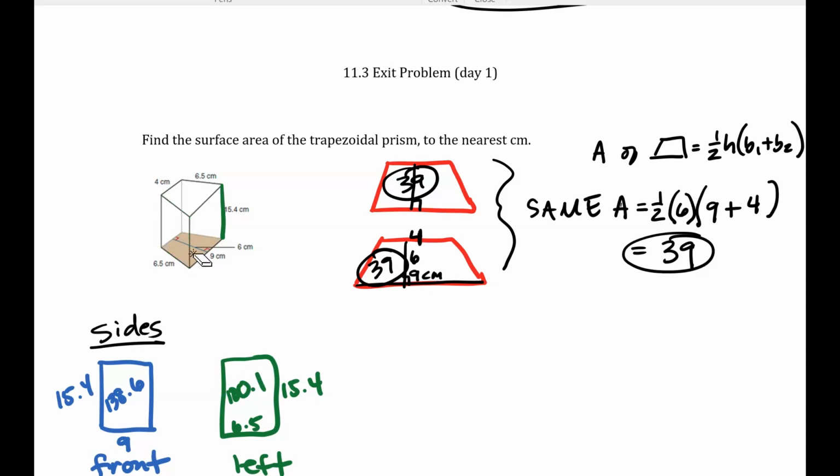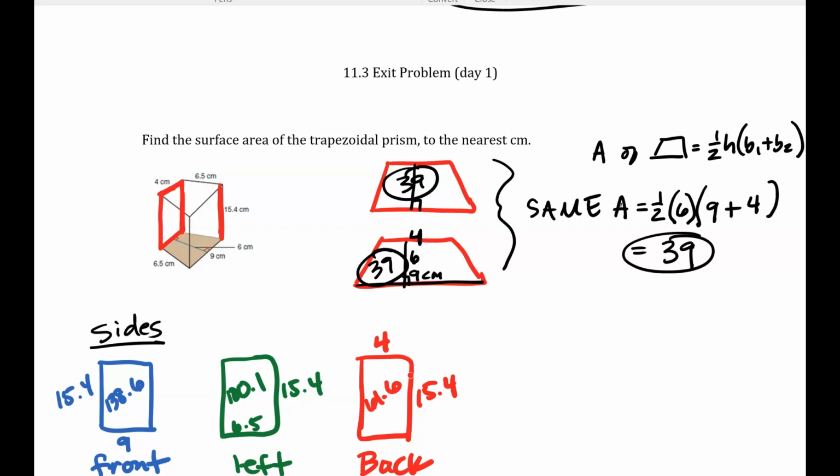Okay, so now I'm going to do the back. This rectangle right here looks like it's 4 by 15.4. I know it's 15 by 4 because of that measurement right there. So I'm going to draw another rectangle, and these are not to scale. I know they look all the same size, but they're really not. So 4 by 15.4, and this is the back. So 4 times 15.4 is 61.6.